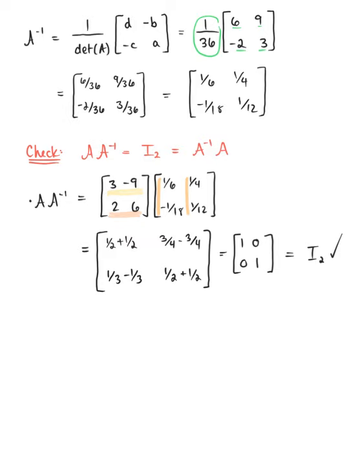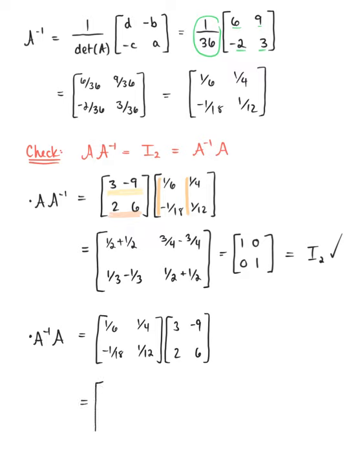And now, keeping in mind that matrix multiplication is not necessarily commutative, we want to make sure that the product of the inverse of matrix A with the original matrix A is also equal to the 2 by 2 identity matrix. So here we go. We have the inverse of A, which was 1/6, 1/4, minus 1/18, 1/12, and we are multiplying this by the original matrix A: 3, -9, 2, 6.